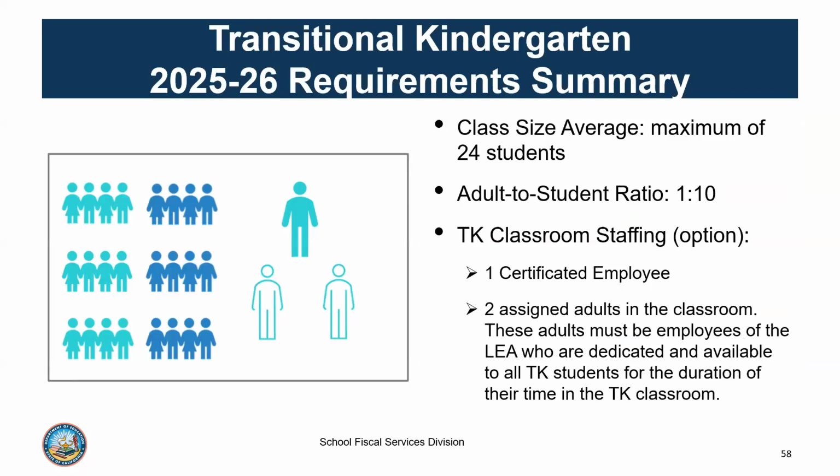To summarize, the apportionment significant requirements for TK classrooms beginning in fiscal year 25-26 include the class size average maximum of 24 students, the adult to student ratio of 1 adult per 10 TK students, the TK classroom staffing requirement of 1 certificated employee and 2 assigned adults in the classroom. The 2 additional adults must be employees of the school district or charter school who are dedicated and available to all TK students for the duration of their time in the TK classroom.